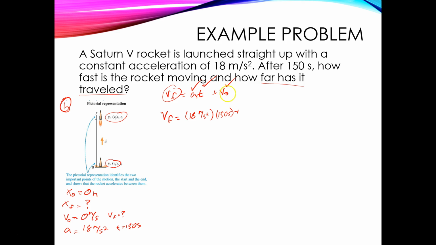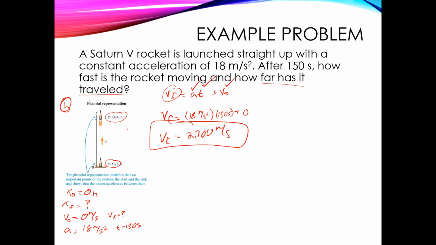Then we add on our initial velocity, which is 0 meters per second. We solve this equation, and we find out that our final velocity is going to be equal to 2,700 meters per second. And that's going to be in the positive direction, right? Because we're moving up. So that's what our final velocity is.